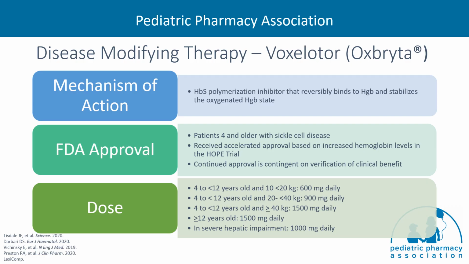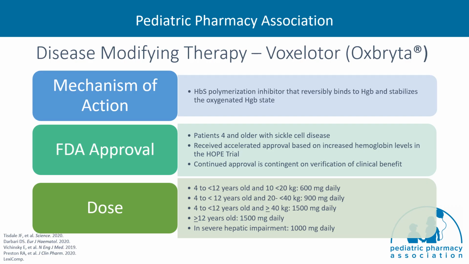The next disease-modifying therapy that we're going to talk about is voxelotor, or Oxbryta. Voxelotor works as a hemoglobin S polymerization inhibitor, so it's going to prevent that polymerization by reversibly binding to hemoglobin and stabilizing the oxygenated state of it. So if the oxygen cannot leave the hemoglobin, it can't polymerize, and we're not going to see that sickling.